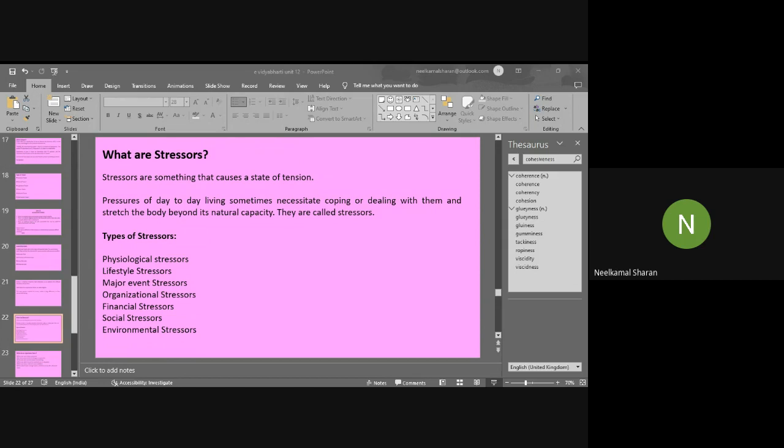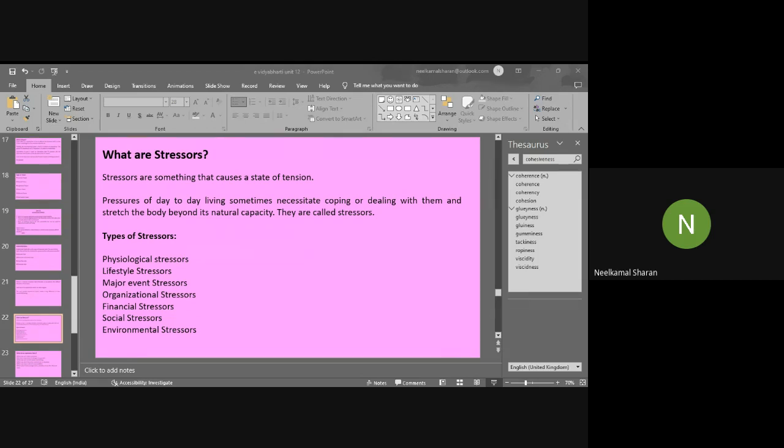So let us discuss what stressors are. Stressors are something that causes a state of tension. The pressure of day to day living sometimes necessitates coping or dealing with them, and stretches the body beyond its natural capacity. They are stressors. There are 7 different types of stressors in your book. You can divide these stressors into two broad categories. The first category is physical stressors, related to your physical life, and psychological stressors, related to your emotional life.